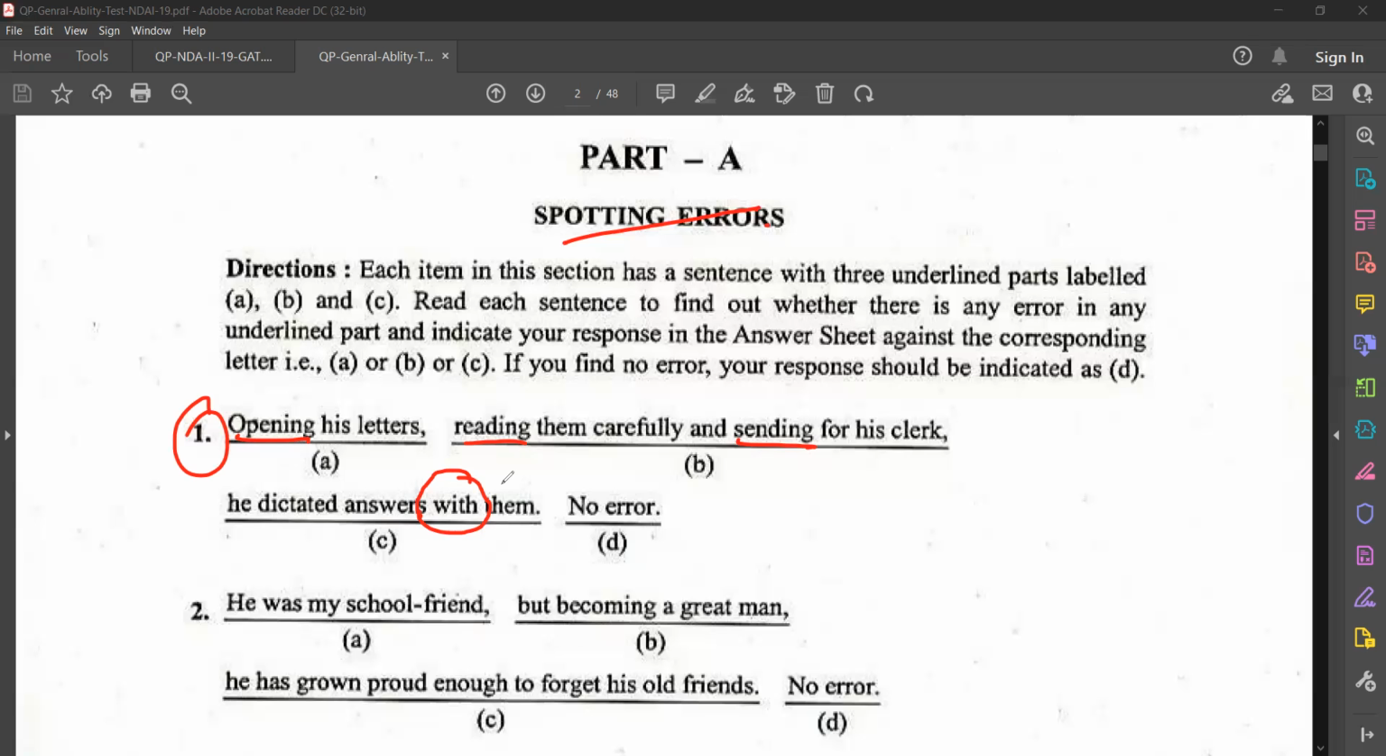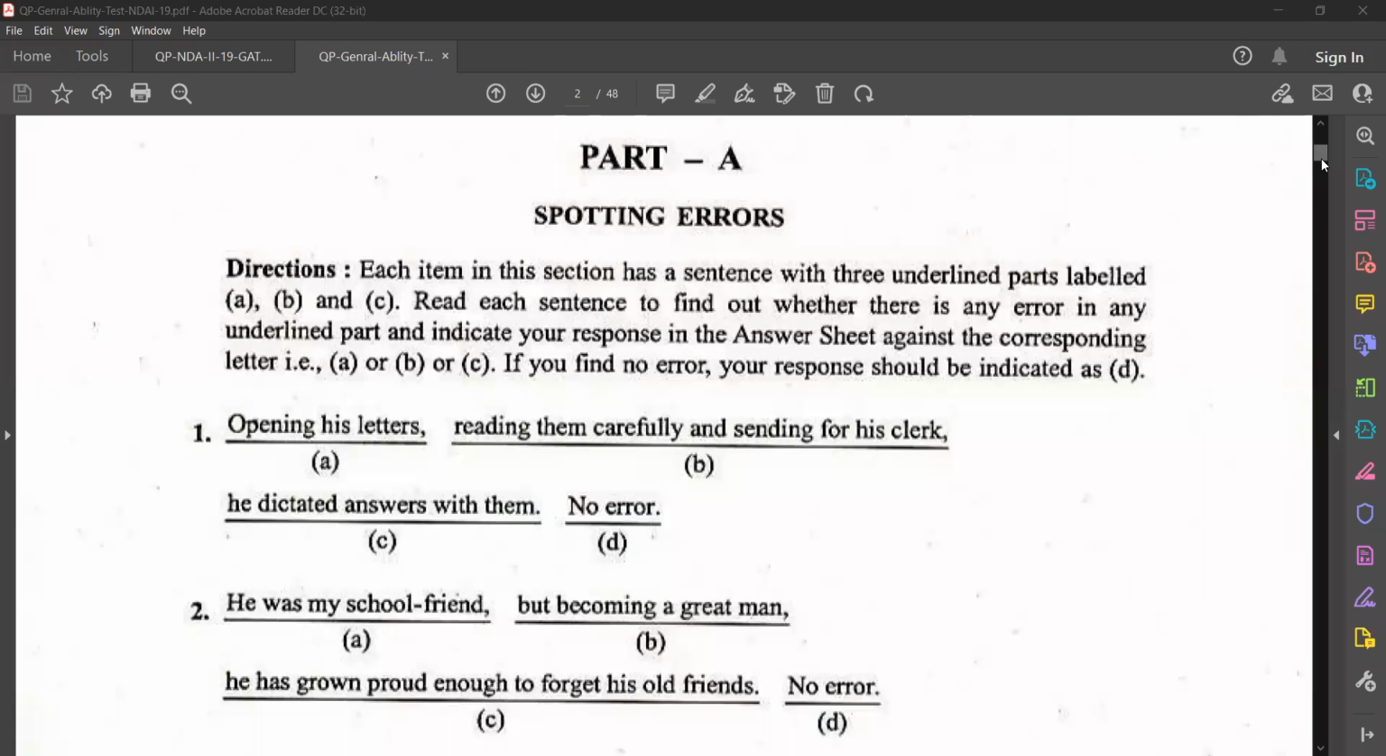He is saying answers, isn't it? Here he is dictating answers to these letters, isn't it? So answers with them is wrong. Answers to them is correct. So the wrong part is C. Okay, C is the wrong part. Answers to them is correct.